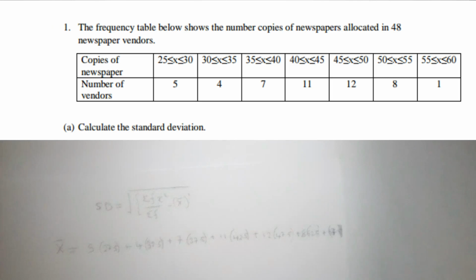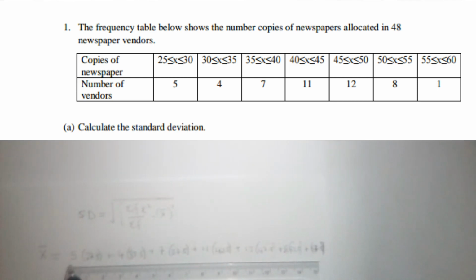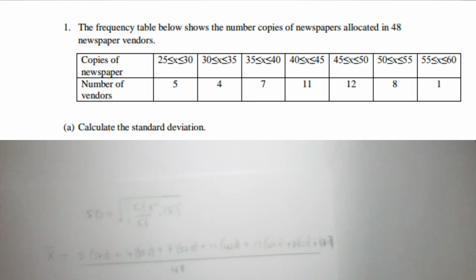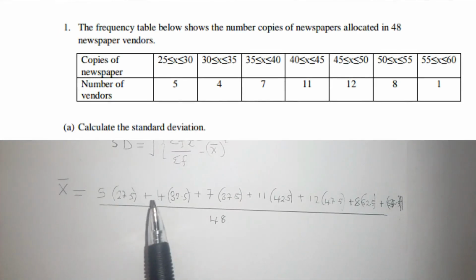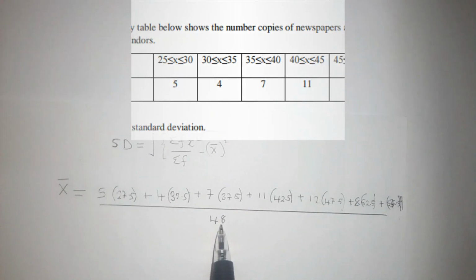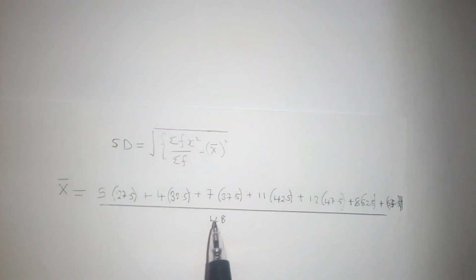So now what you do, everything here, divide by 48. So why are we dividing by 48? The reason is very simple. It's because 48 is the number of all the vendors. So we are dividing everything by 48, and this 48 is the number of vendors.